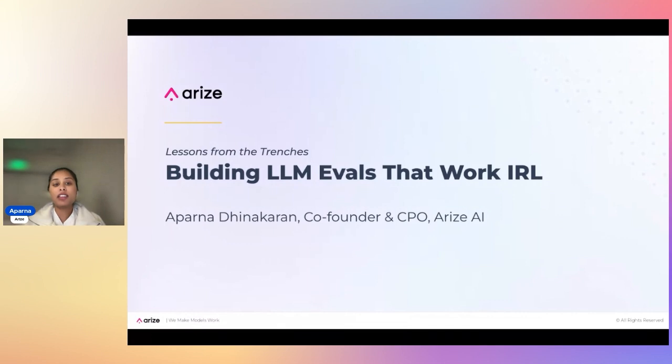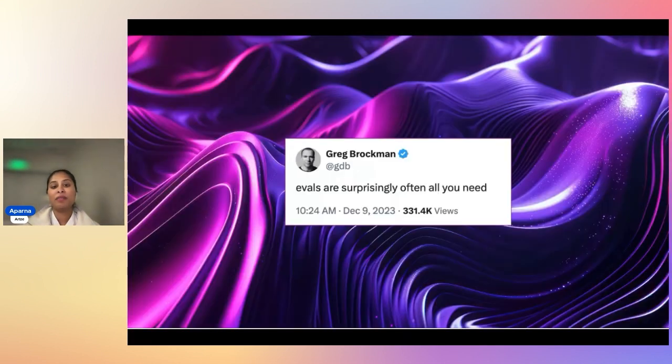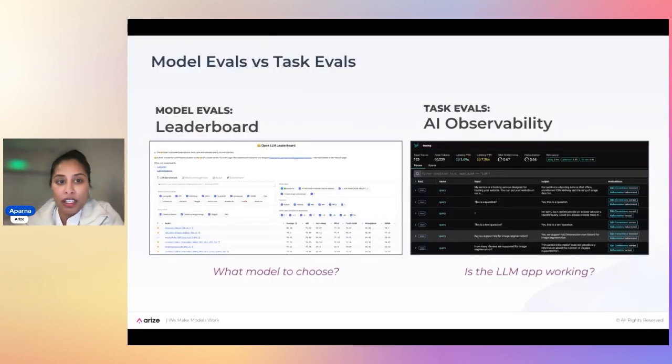So today's talk is about building LLM evals that work in the real world. You guys have probably seen this, from Greg Brockman from OpenAI, but I truly do believe in this: evals are often all you need. There's a lot of ambiguity around what evals are and what I should be using, and we've been dropping a lot of research about different approaches. So I'm going to give you an overview of the research we've been sharing, as well as best practices around how to use evals.